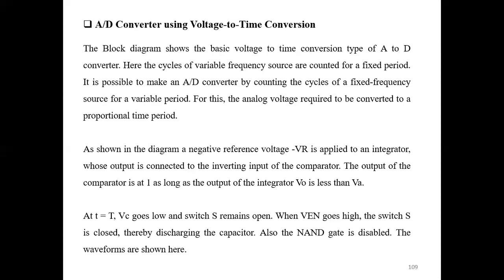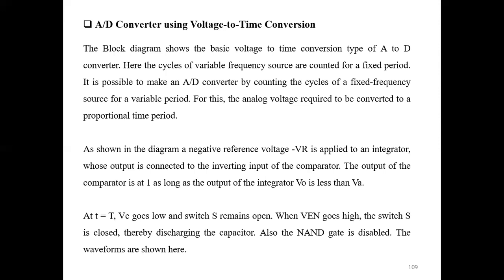So, voltage to time conversion. Here the cycles of a variable frequency source are counted for a fixed period. It is possible to make an A to D converter by counting the cycles of a fixed frequency source for a variable period. For this, the analog voltage is converted to a proportional time period. As shown in the diagram, a negative reference voltage minus VR is applied to an integrator whose output is connected to the inverting input of the comparator. The output of the comparator is at 1 as long as the output of the integrator Vout is less than VA. At T equal to T, VC goes low and the switch S remains open.